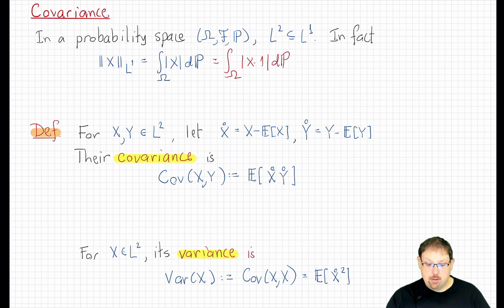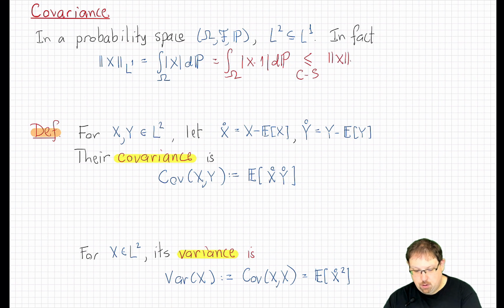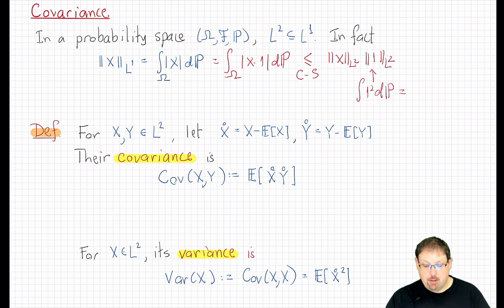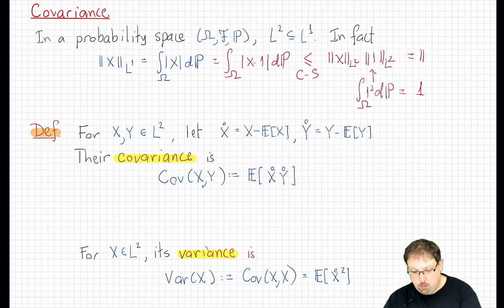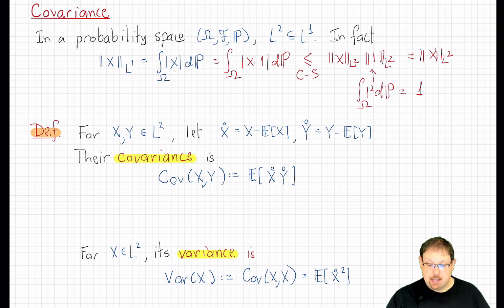And now I will use the Cauchy-Schwarz inequality to conclude that that is less than or equal to the L2 norm of X times the L2 norm of 1. But the L2 norm of 1 is the square root of the integral of 1 squared dP, which is the probability of the whole sample space, which is 1 because this is a probability measure. And so we have this nice inequality, that the L1 norm is less than or equal to the L2 norm in a probability space.